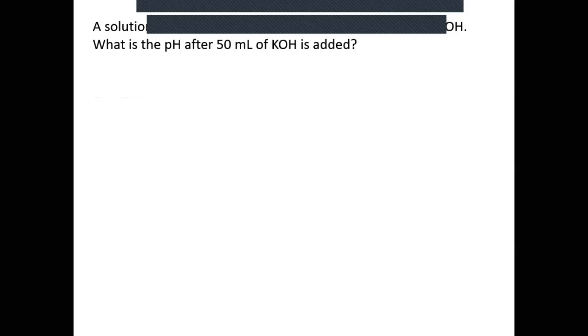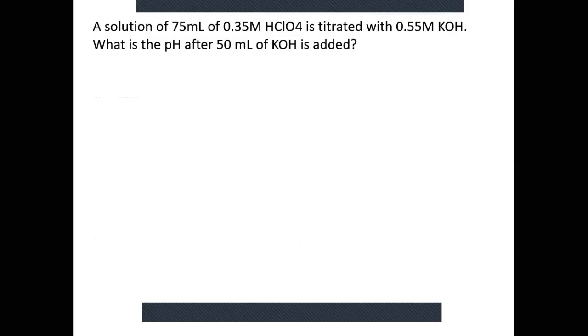So here we have 75 milliliters of a 0.35 molar HClO4 solution is titrated with 0.55 molar KOH. What's the pH after 50 milliliters of KOH has been added? So this is the equation. H plus, OH minus gives H2O. Let's find the moles of acid or moles of H3O plus.